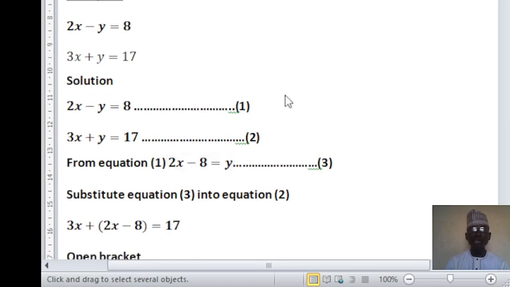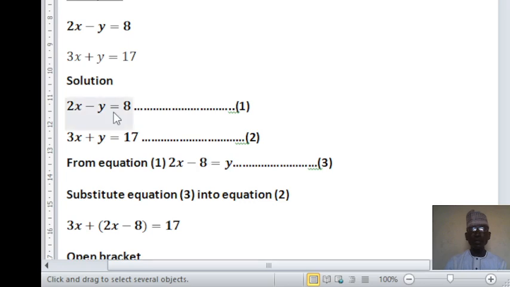We'll use the substitution method, which is the first approach. Substitution means you make one of the equations in such a way that x or y will be the subject of the formula, and then you substitute into the second equation.